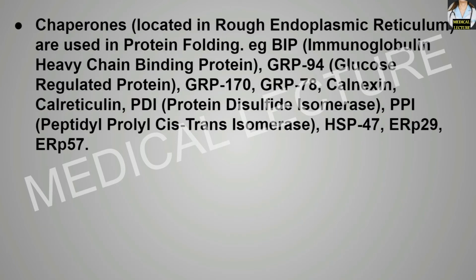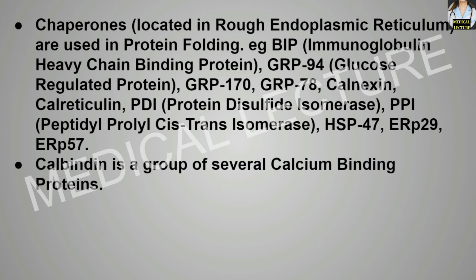Chaperones, which are located in the rough endoplasmic reticulum, are used in the protein folding. For example, immunoglobulin heavy chain binding protein, glucose regulated protein 94, GRP 170, GRP 78, calnexin, calreticulin, protein disulfide isomerase, peptidyl prolyl cis trans isomerase, HSP 47 or the heat shock protein 47, and the endoplasmic reticulum protein 29 and the ERP 57. Calbindin is a group of several calcium binding proteins.